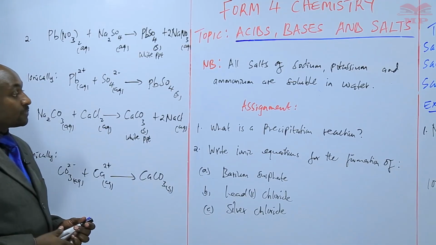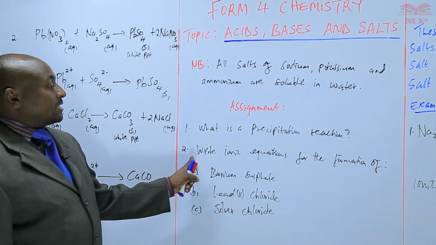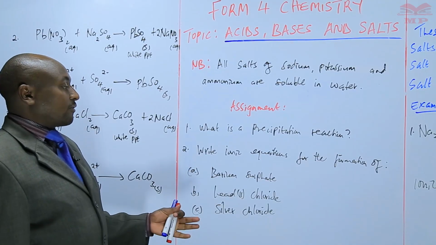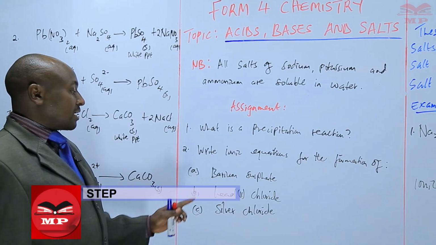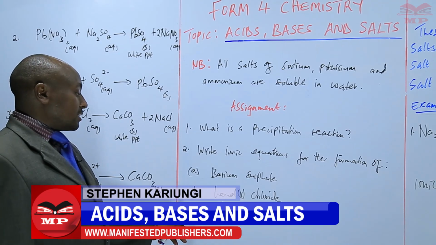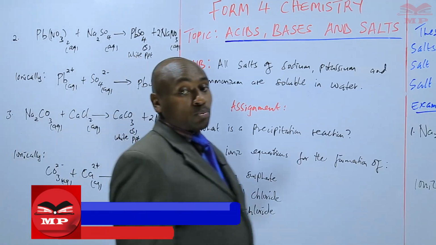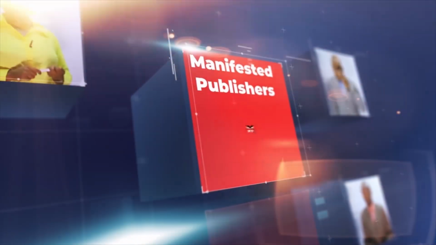The first question, what is a precipitation reaction? 2, write ionic equations for the formation of A, barium sulfate, B, lead 2 chloride, and C, silver chloride by precipitation. So we'll stop there until next time.